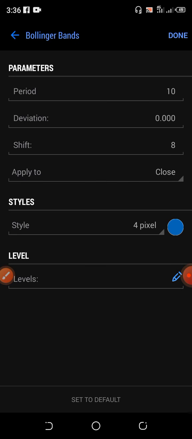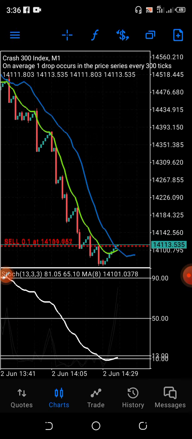This is the Bollinger Bands. Please set the indicators like this. Follow it like this. All right.